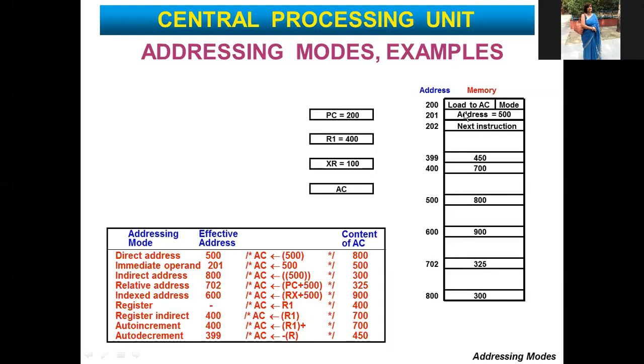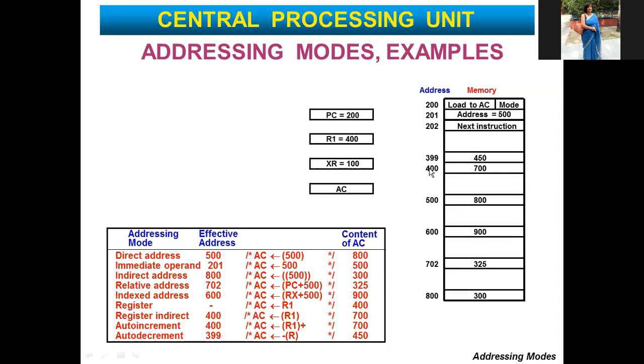So here, what kind of instruction is given? Load to AC. Earlier we have done the add instruction, but this is a load to AC. What is the function of the load to AC? It says that the operand will be brought from the memory and it will be loaded to AC.